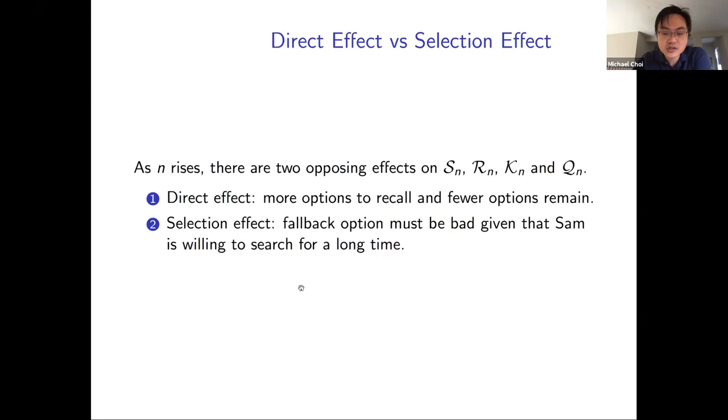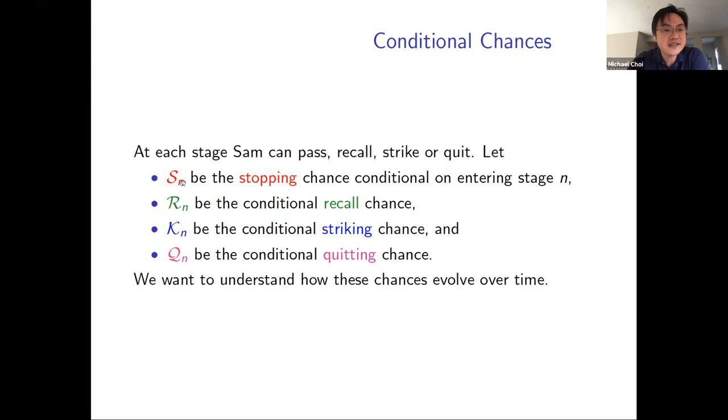So first, some definitions. We define all these stopping chances. Sn is the chance that you stop at stage n. Rn is the chance that you recall an earlier option at stage n. K is the chance you strike an option, that means you exercise the stage n option. Q is the chance that you quit and exercise the outside option at stage n.